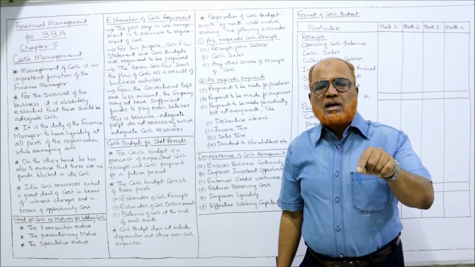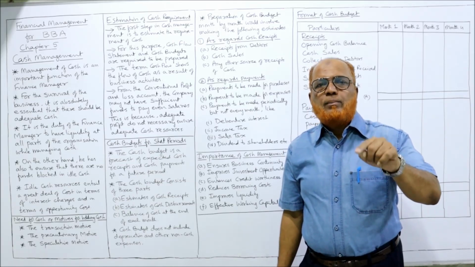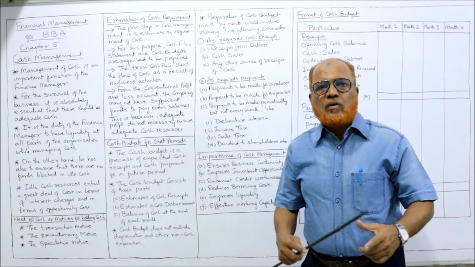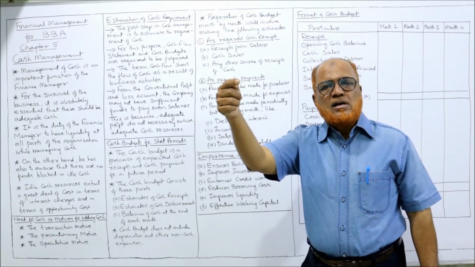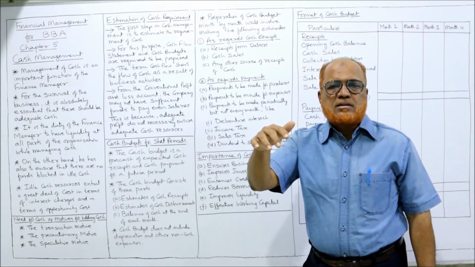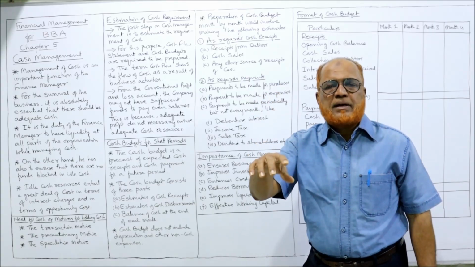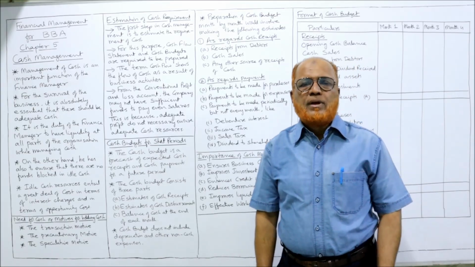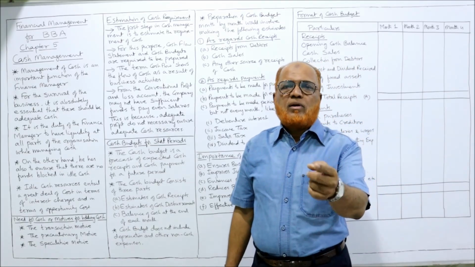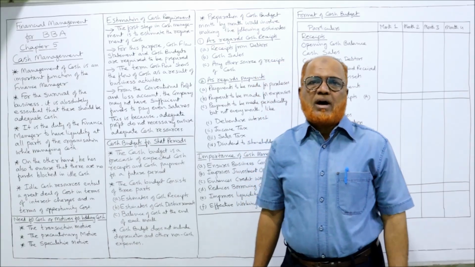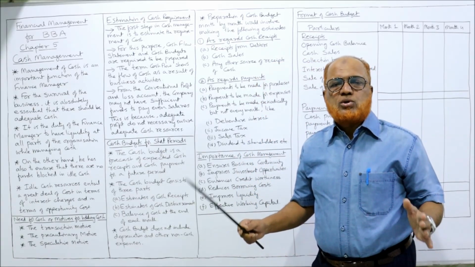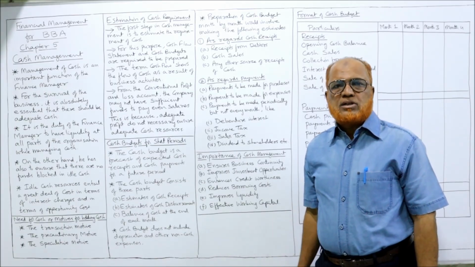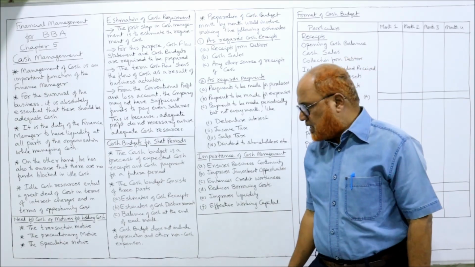Now this closing cash balance of January will become opening cash balance of February. In February, we are having opening cash balance. Again, what are the expected receipts minus expected payments? We'll get the closing cash balance of February. The closing cash balance of February will become opening cash balance of March, like that. So 3 parts, estimated receipts, estimated payments and closing cash balance.